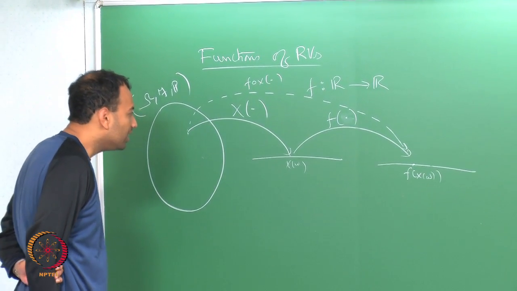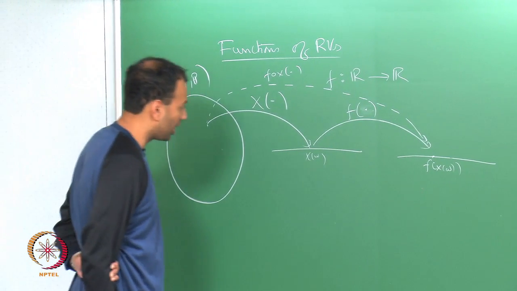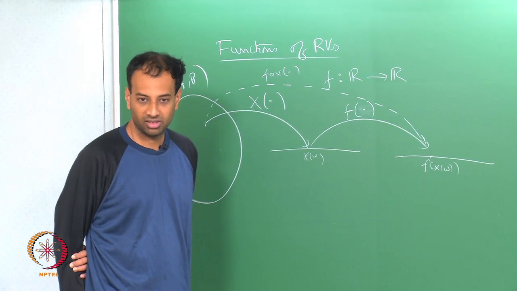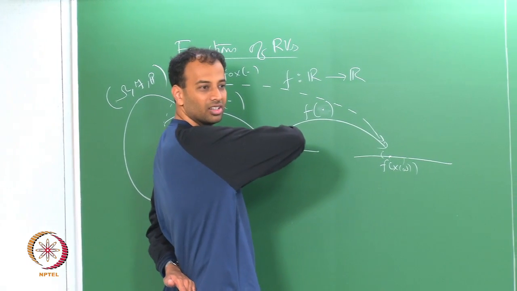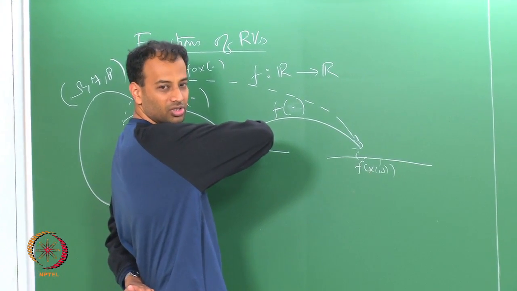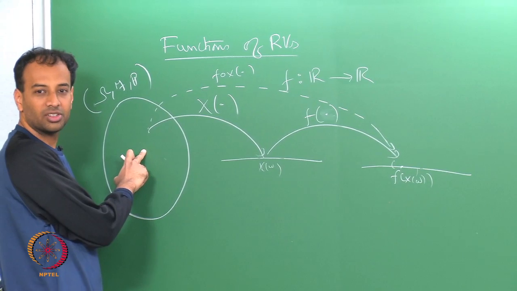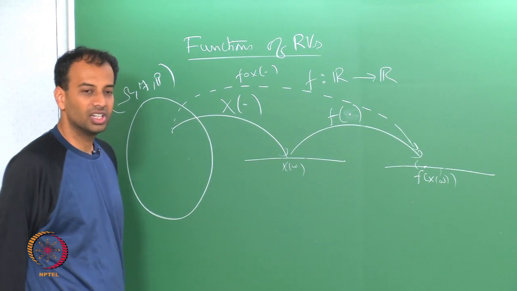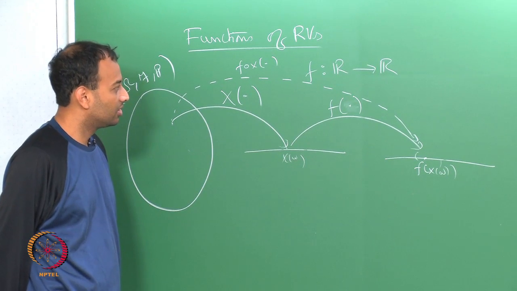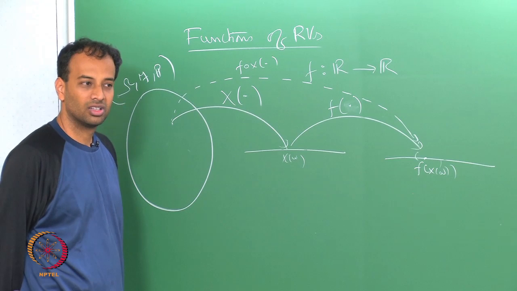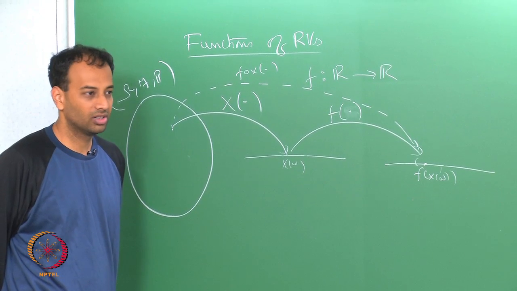One sufficient condition for that to happen is that f be a Borel measurable function, which means that if I have Borel sets here, its pre images here are Borel sets. Suppose that is the case, then the pre image of that will be an F measurable set. So, whenever f is a Borel measurable function, I will necessarily have that f composition X is a legitimate random variable. Is that clear to everyone?